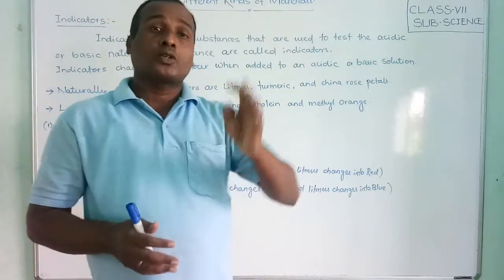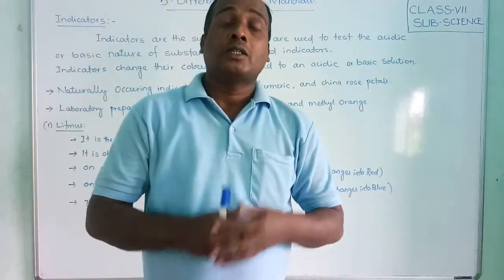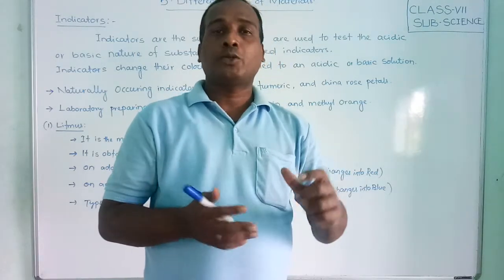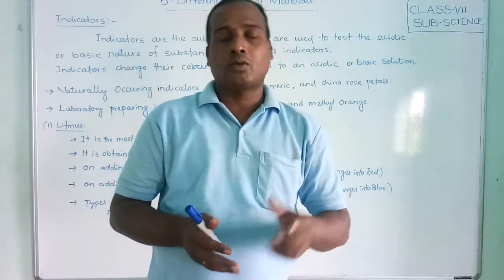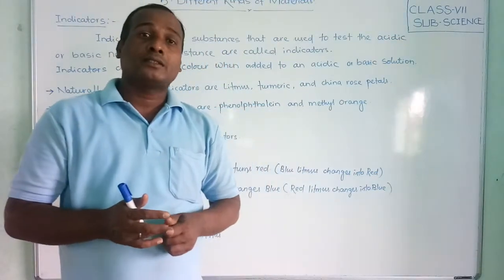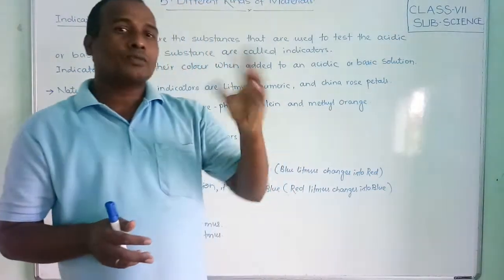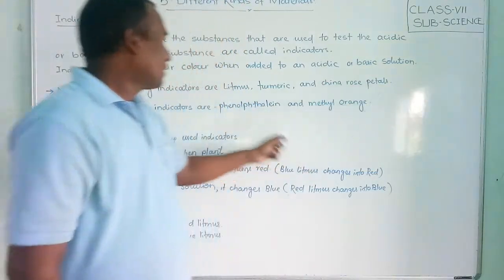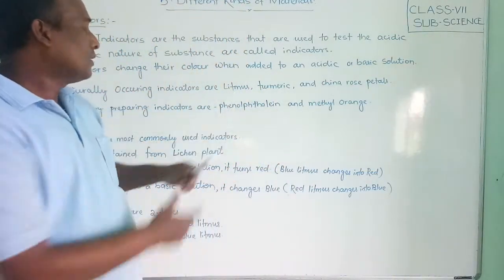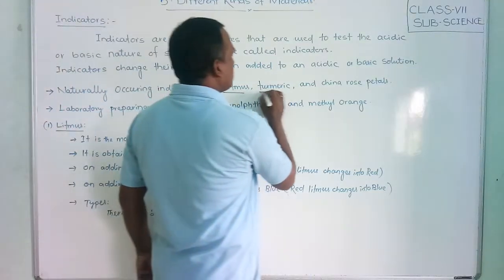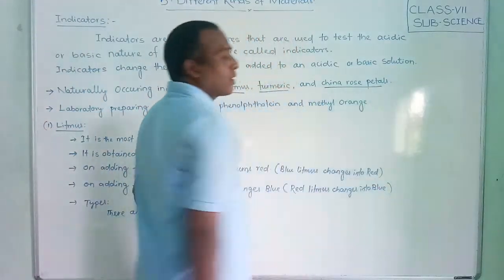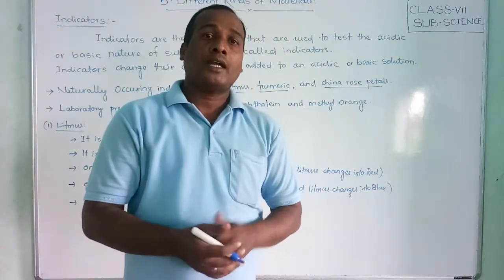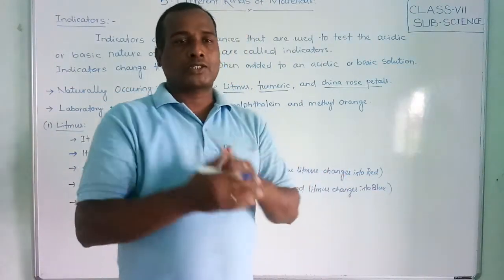What is that? So which ones are we getting from nature? Naturally we are getting litmus, turmeric. Do you have an idea about turmeric? Okay, turmeric and china rose. You have seen that red color china roses are there. Those china rose petals, turmeric and litmus. These three we are getting from nature. That means nature created these three things and we are using them as indicators.